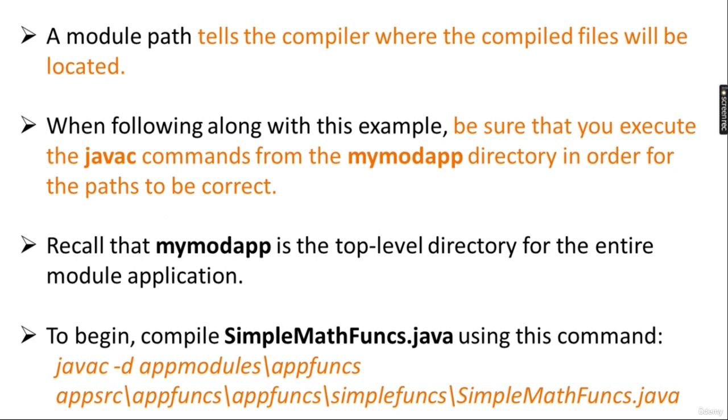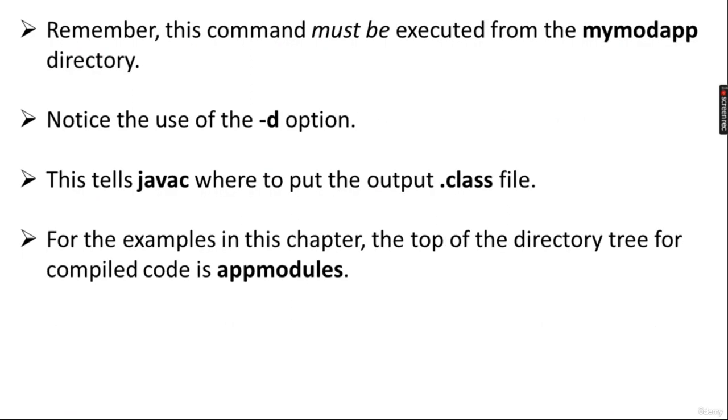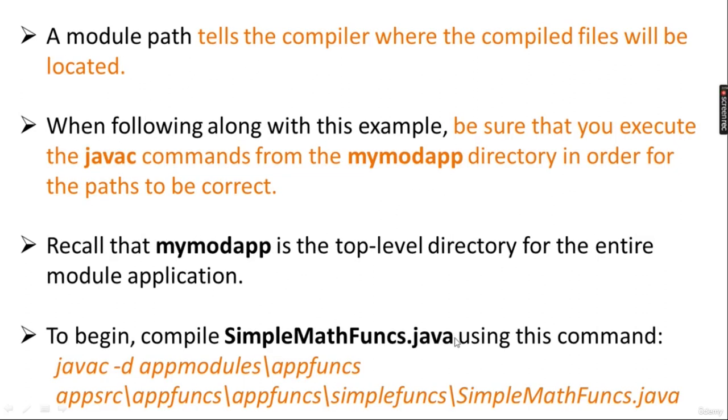Compile simple math functions.java. javac -d app modules app functions, app source app functions, simple math functions.java. So you have to compile this. This command must be executed from the mymodapp directory. You have to go to this path. Notice the use of -d. This tells javac where to put the output dot class file. So you have to put it here, app modules, app functions.